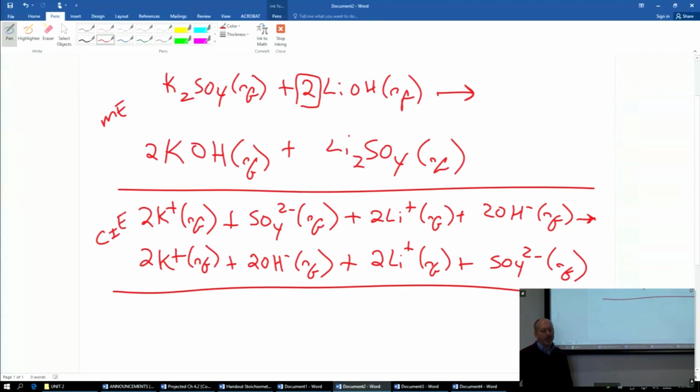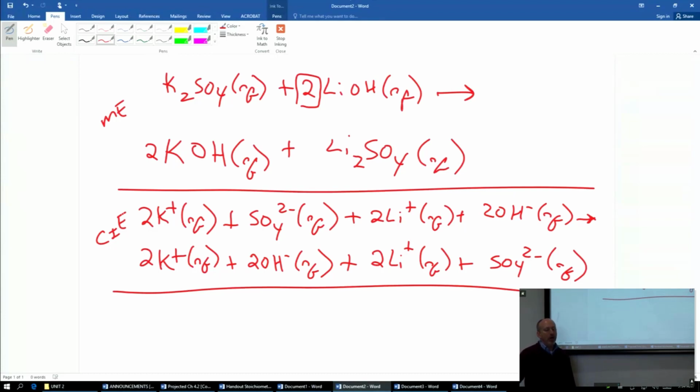Yes? So the molecular equation, you don't write the charges. The molecular equation does not report the charges. That's the difference between the two. No charges in the molecular. Everything's a neutral compound. The ionic lifts the curtain and shows what's going on behind the scenes. Okay, so that's the difference between the two.